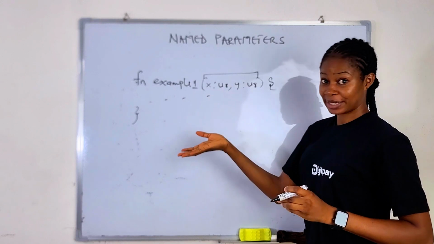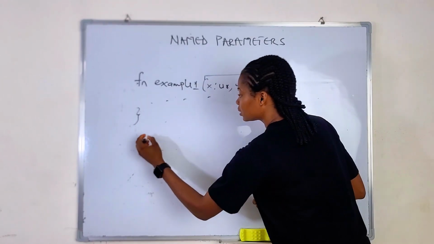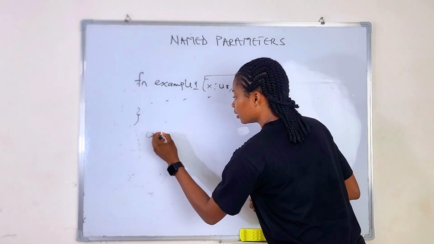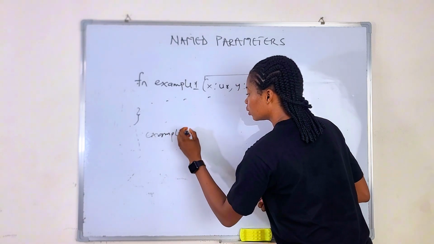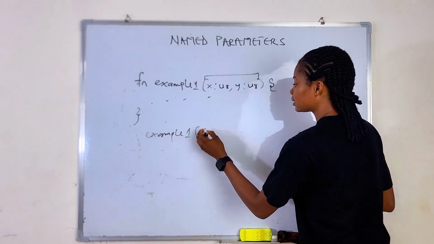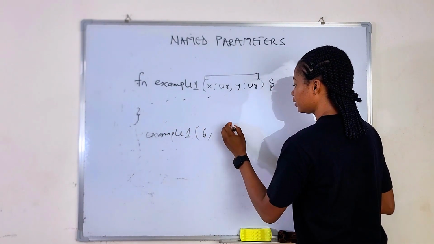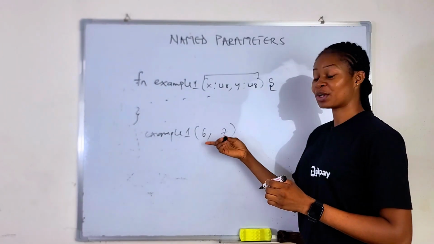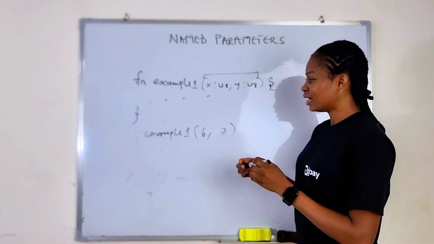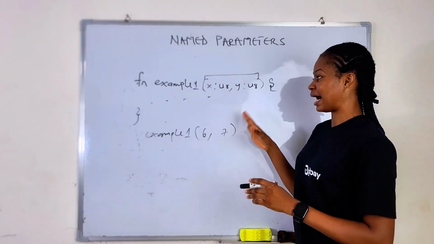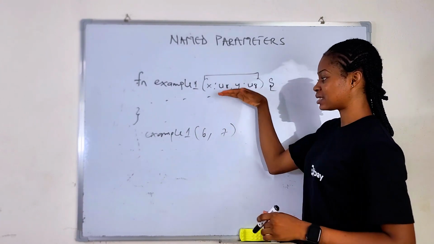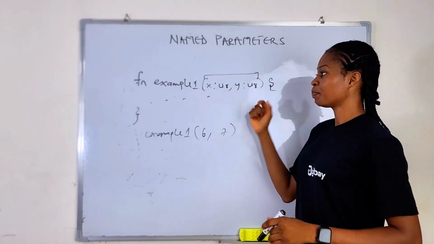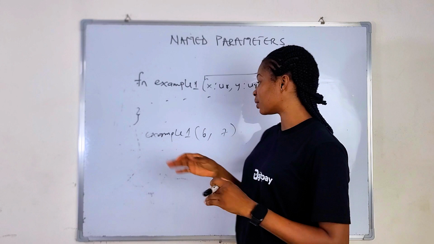So which one is now the argument? Let's say I want to call this example1 and then I pass 6 and 7 here. So these two guys now become arguments, right? They are quite similar, but they are not the same thing. Ideally, this is the distinction between them. But then we tend to use them interchangeably.